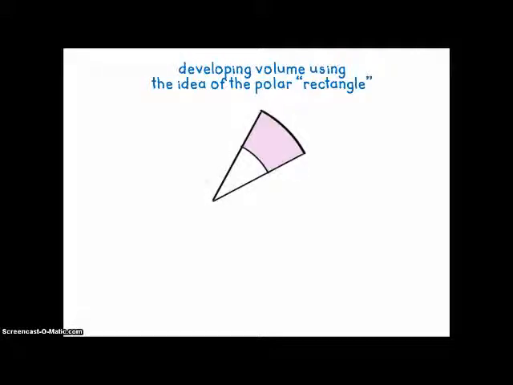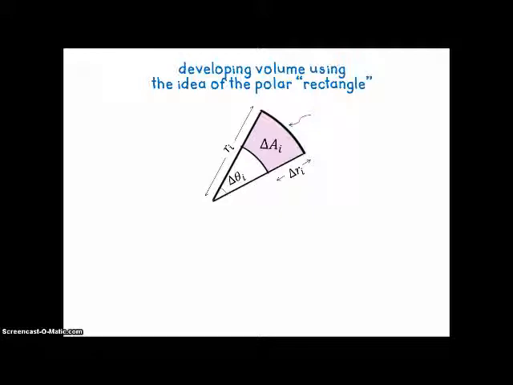The pink area there is a polar rectangle, and we have a radius from the origin out to the bigger curve. We have a change in the angle, and we have a change in the radius, and then the area in that rectangle, fake polar rectangle, is the change in the area, because what we're going to do is combine a lot of these. This is just one individual one.